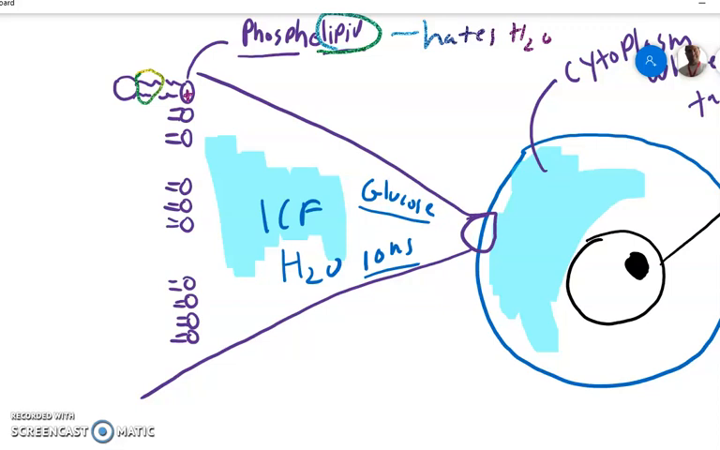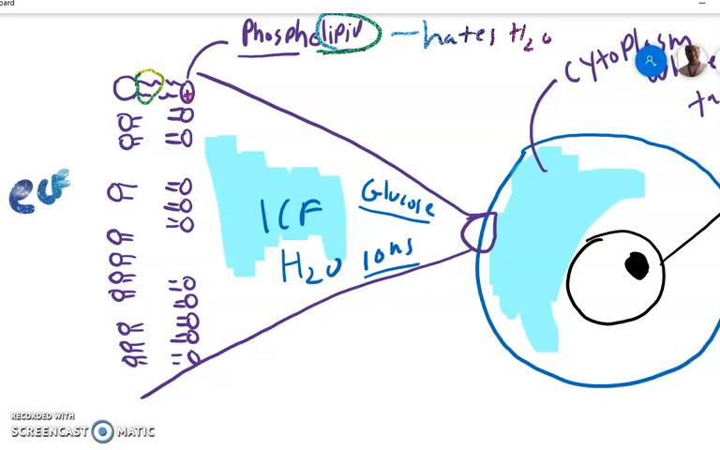Now, the second row is facing out. This is the outside here. We'll call it ECF, for extracellular fluid. And we have water here too. We have different ions. And we have other molecules as well. Now, they can't go through either because they don't like these lipids. So the phospholipid membrane, or bilayer, basically keeps the inside in and the outside out. It forms a barrier, so this is a barrier.